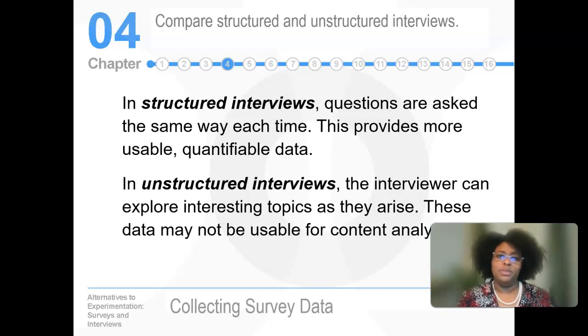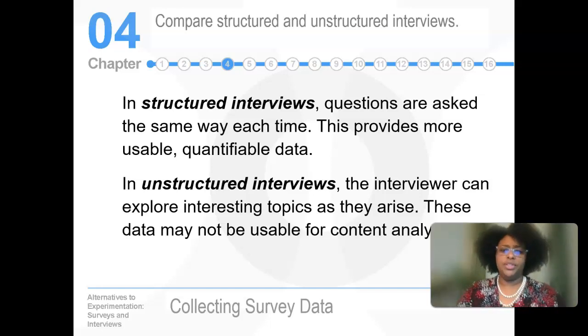So let's look at the differences between structured interviews and unstructured interviews. Structured interviews provide questions that are asked at the same time, in the same way, each time they are conducted with different people. So this provides more usable, quantifiable data because every question is exactly the same. So, for an example, people will tend to answer similarly, or you'll get similar responses to those structured interview questions. So, there's no deviations from that actual interview.